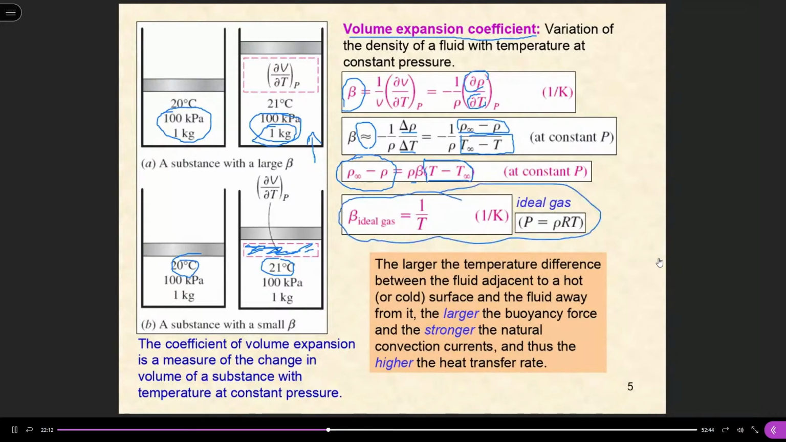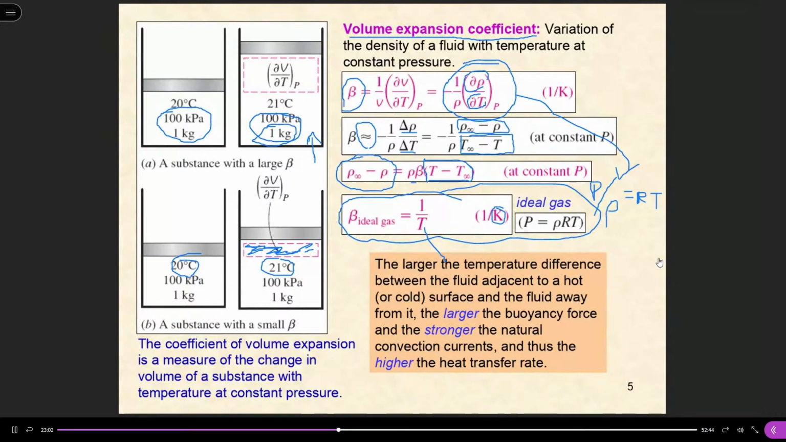Now it can be proved for an ideal gas, a gas that obeys the perfect gas law, as I mentioned earlier. For a perfect gas, you can derive this equation by yourself using this definition. Beta for an ideal gas is just the reciprocal of its absolute temperature. Here the temperature must be the absolute temperature, in Kelvin. So there is something you should remember.